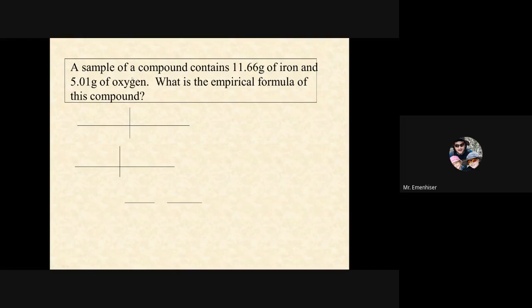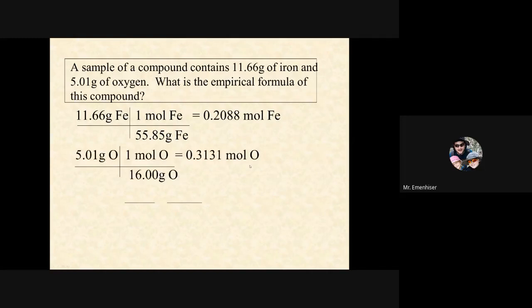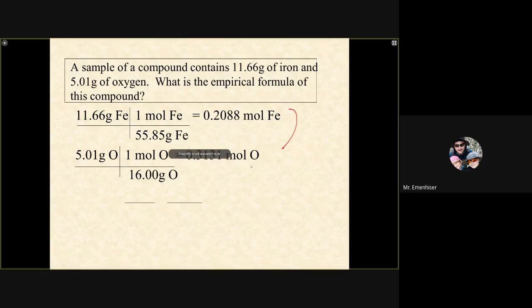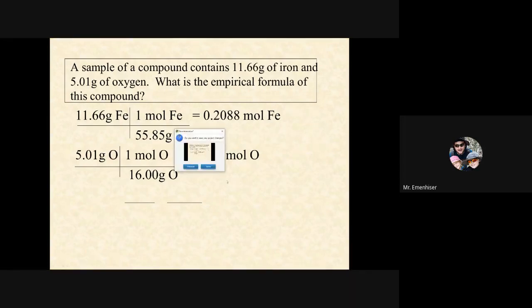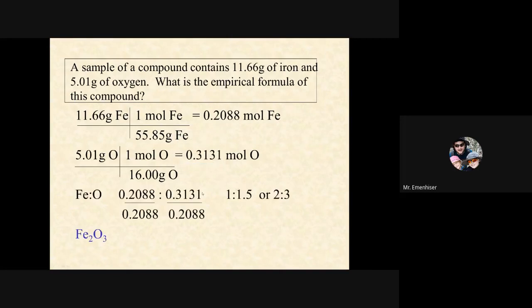A sample of a compound contains 11.66 grams of iron and 5.01 grams of oxygen. So first thing we're going to do is convert the grams of iron to moles. So we got that many moles of iron. And then let's do the same thing with oxygen. Convert to moles. So that's our first step. Okay, so we did that here. Go to moles. All right. And then we're going to divide the moles into each other.